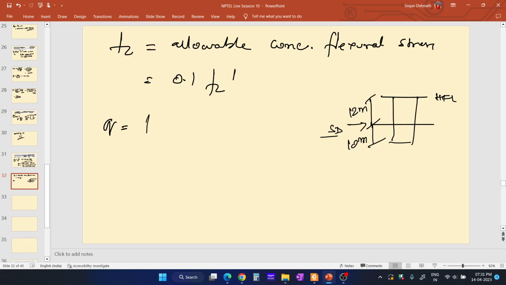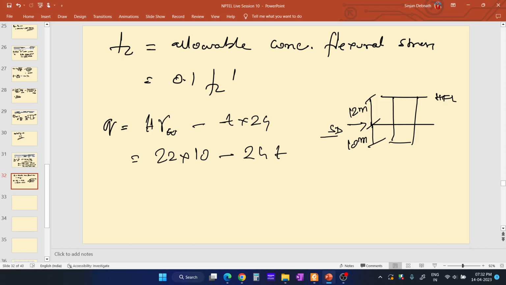So Q is how much? The buoyancy force is H into gamma W, that is unit weight of water into the height of the well, minus, if we don't know the thickness, T into 24. T is the thickness and 24 is the unit weight of concrete. So H is 22 and gamma W is 10, minus 24 T.